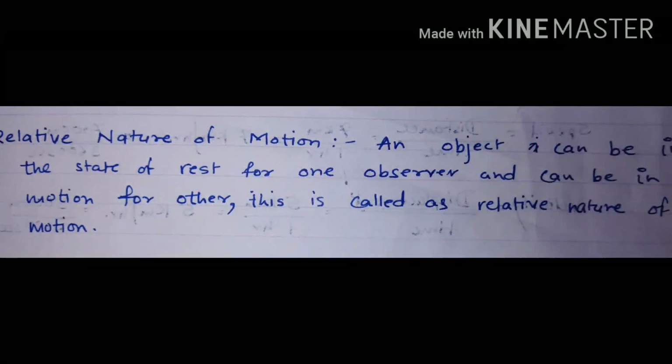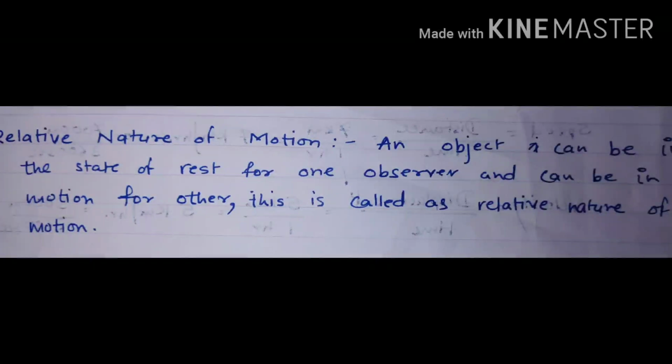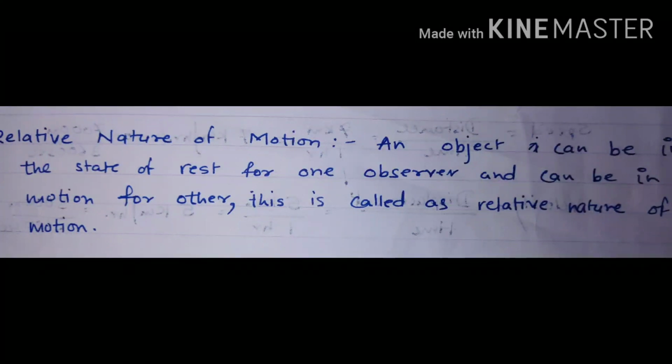Our next topic is the relative nature of motion. Relative nature of motion means the motion of an object depends upon the observer. Means for one observer an object can be in motion, and for another observer the same object can be seen as at rest. Let's take an example to study the relative nature of motion.